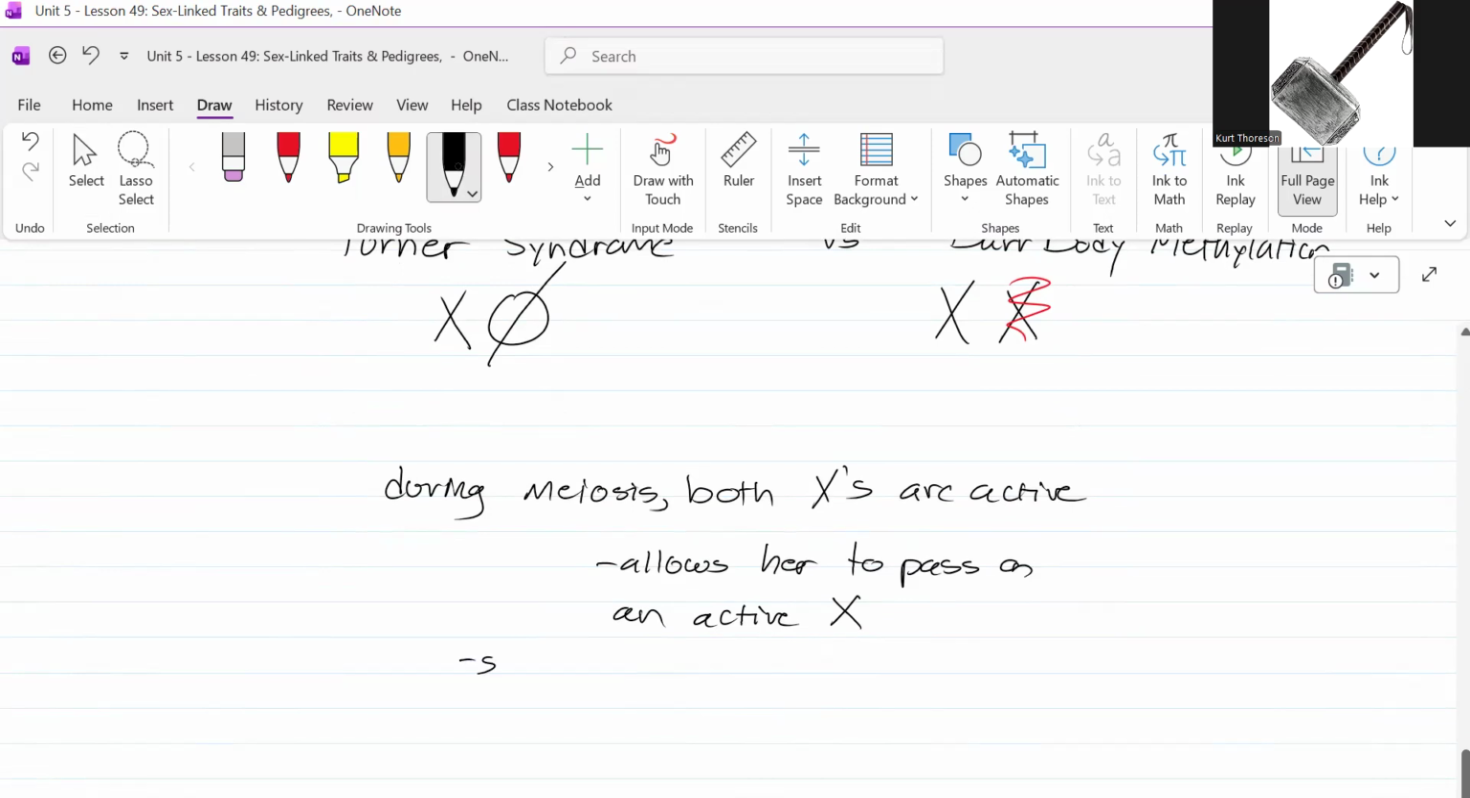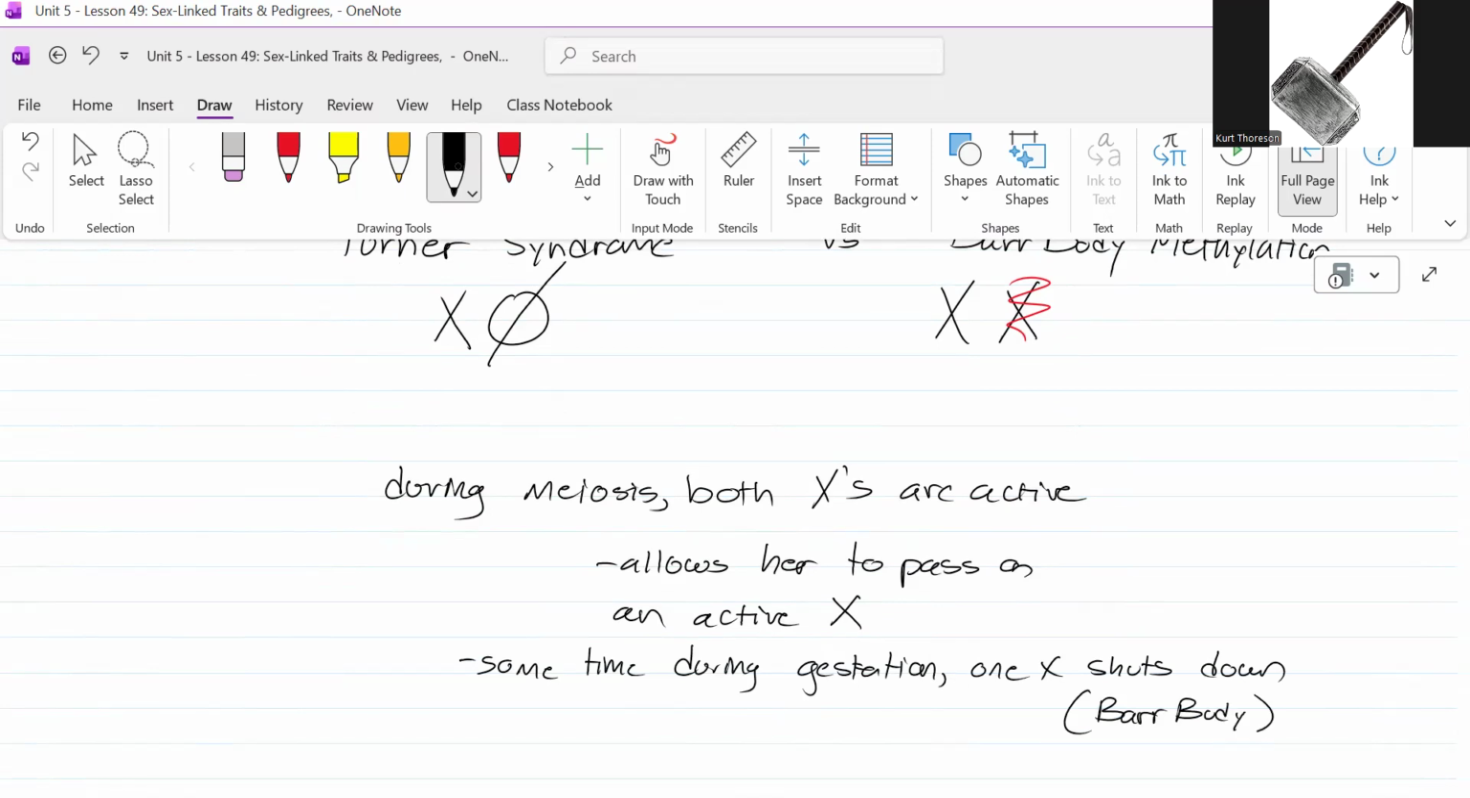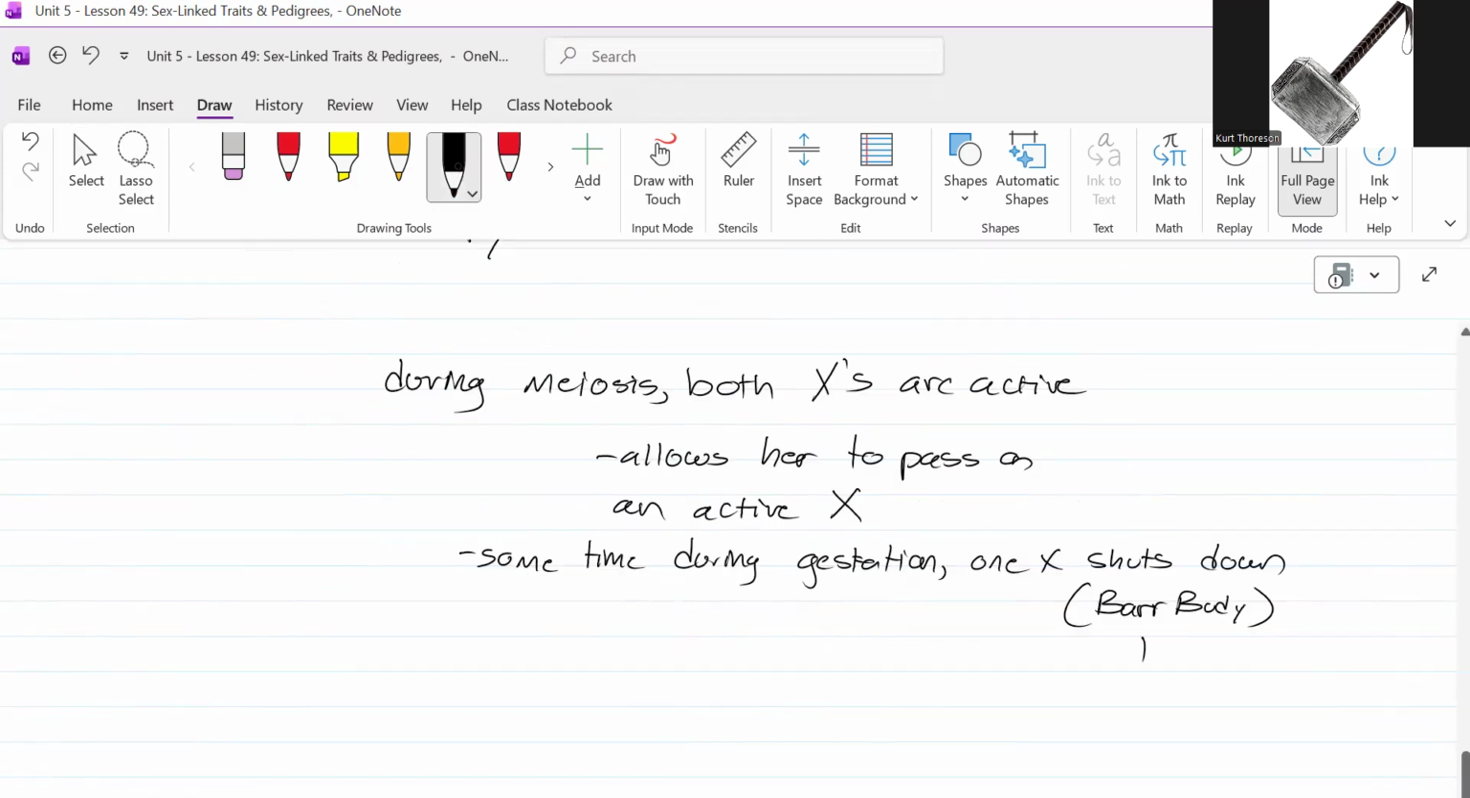So sometime during gestation, which is when your mom is pregnant with you, one X shuts down, and that is the bar body. It's there. It's just turned off. It's shut down due to methylation.